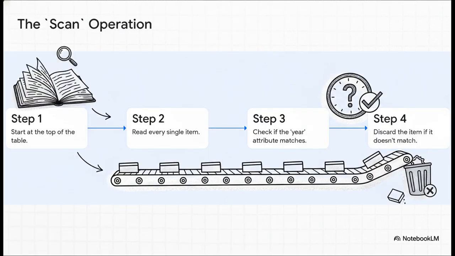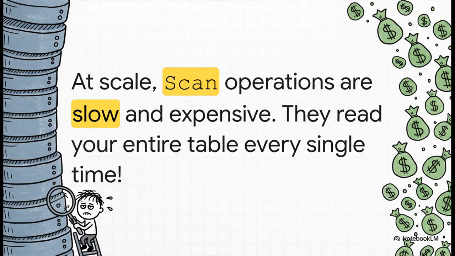A scan operation is, well, it's exactly what it sounds like, a total brute force search. DynamoDB literally has no choice but to go to the very first item in the entire table, read it, check the year, then move to the next, and the next, and the next, all the way to the end. It's like trying to find a specific sentence in a book by reading every single word on every single page, starting from page 1. It's painful just thinking about it, right? Look, for a tiny table, a scan is fine, whatever. But imagine a table with millions or even billions of to-dos.